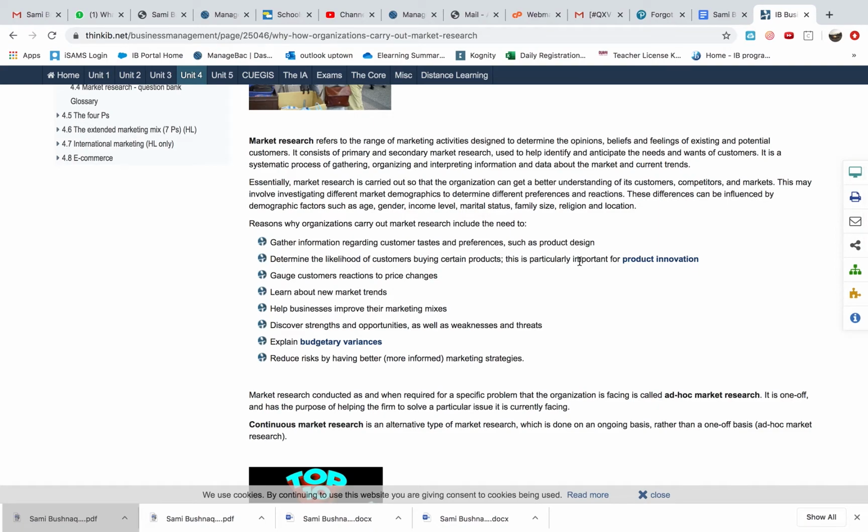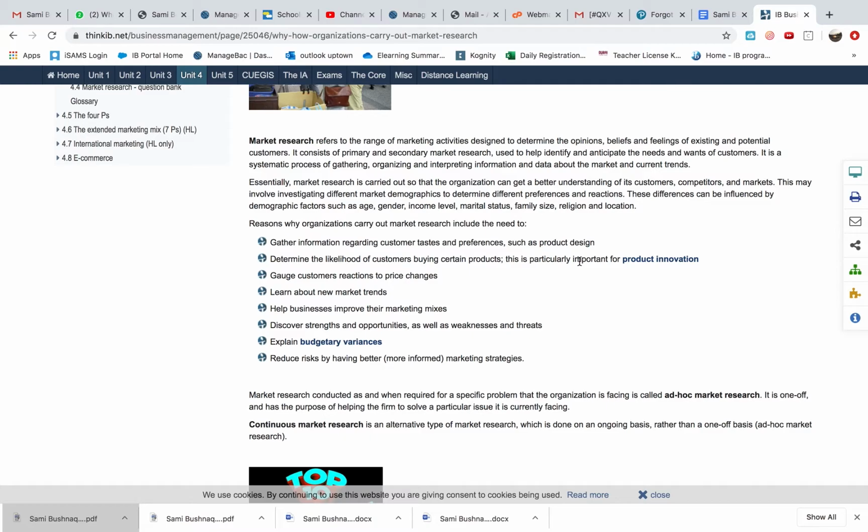What market research is: it refers to a range of marketing activities that help you determine the opinions, beliefs, and potential needs of existing customers. So you have primary and secondary research. They're used to help identify and anticipate the wants of the customers. If you systematically gather, organize, and interpret information well, you're much more likely to be successful. You're not guessing. Essentially, market research is carried out so that the organization can better understand the competitors, the market, and the customers.